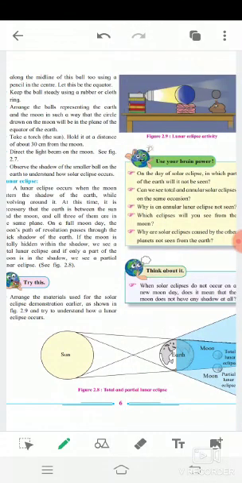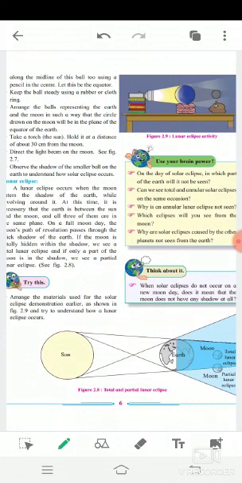Now the lunar eclipse. A lunar eclipse occurs when the moon enters the shadow of the earth while revolving around it. At this time, it is necessary that the earth is between the sun and the moon, and all three of them are in the same plane on a full moon day. The moon's path of revolution passes through the thick shadow of the earth. If the moon is totally hidden within the shadow, we see a total lunar eclipse, and if only a part of the moon is in the shadow, we see a partial lunar eclipse.